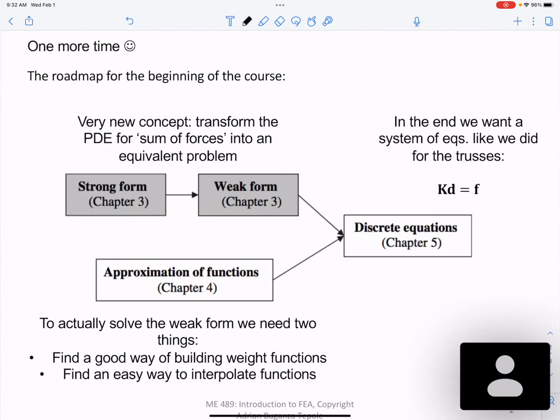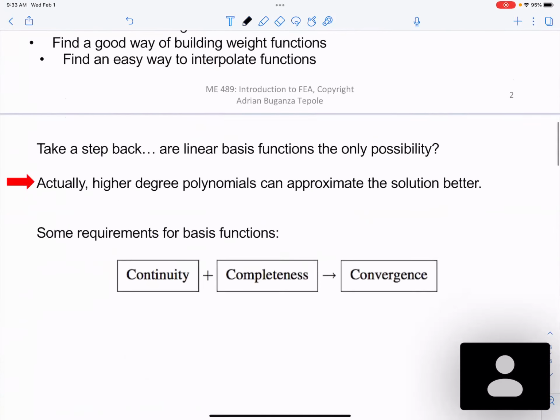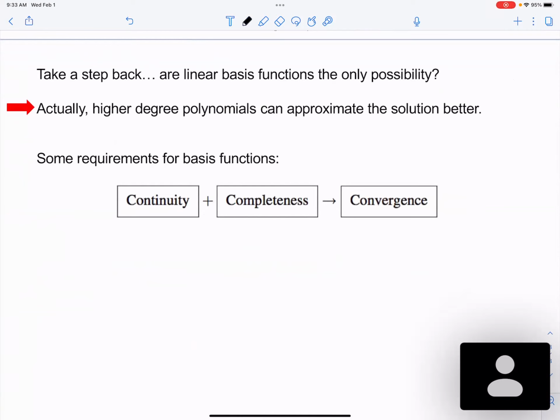And then what we started doing now is this approximation of functions. So that when we put both of those together, the strong form to weak form and the approximation of functions, then we'll be able to get, again, a discrete system. So the main thing to be able to use the weak form is two things. One is just an easy way to interpolate functions. And the other one is find a good way of building those weight functions that we introduced for the weak form. So that is more or less the roadmap. A little bit on some requirements for these basis functions that allow us to do both things, capture the weight functions for the weak form and also allow us to interpolate any function.